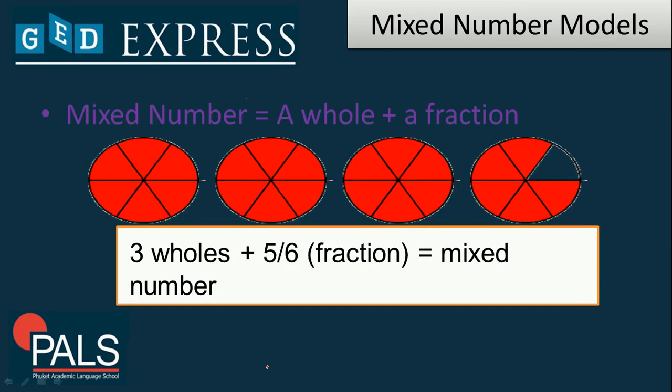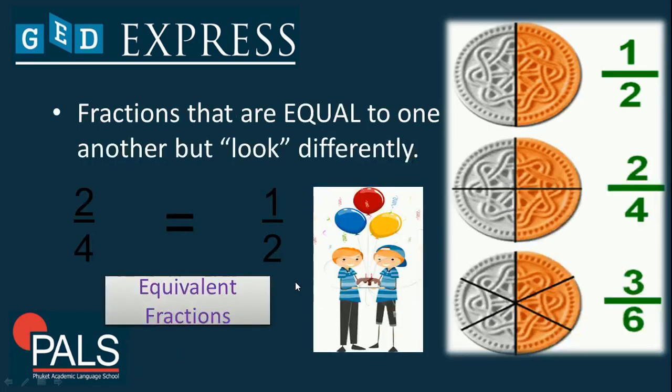So a mixed number is a whole plus a fraction. For example, we have this one, 3 pizzas with slices in it, so 3 wholes plus 5 that is in red, and there are 6 partitions for this, so that will give you 3 wholes plus 5/6. A fraction like this is a mixed number, or 3 and 5/6.